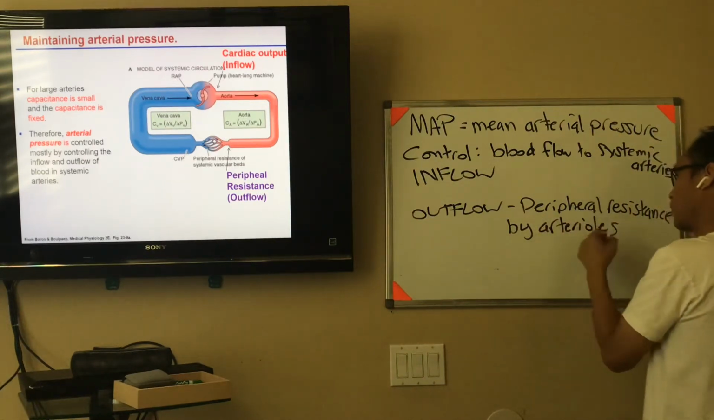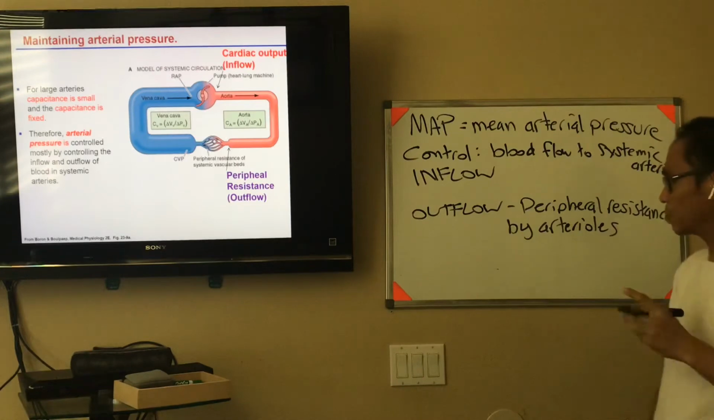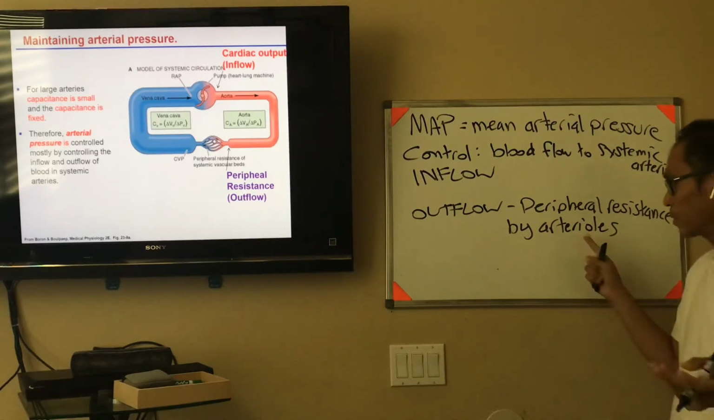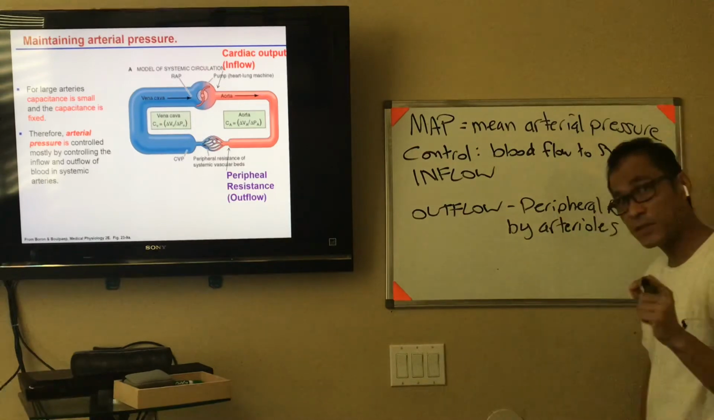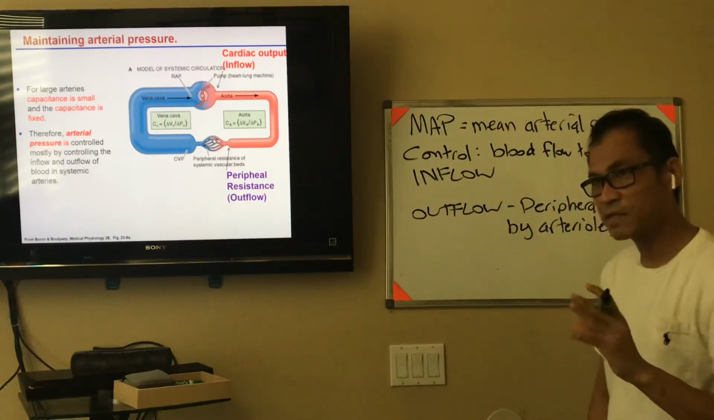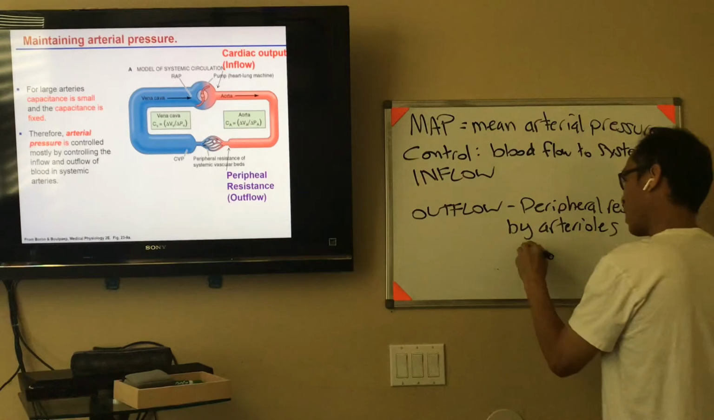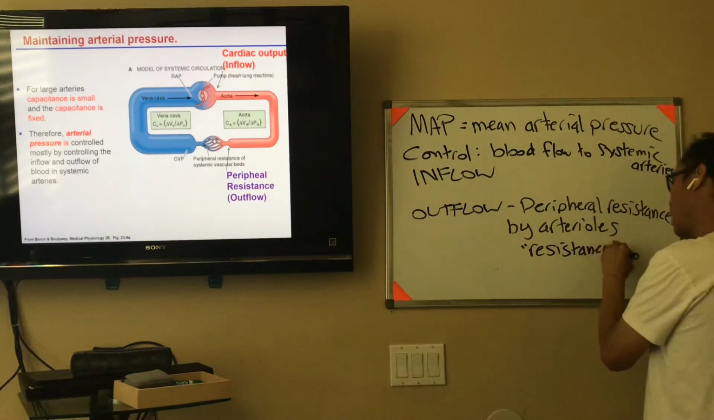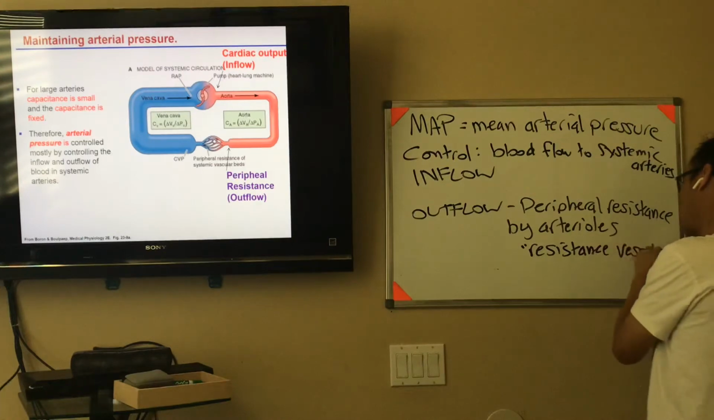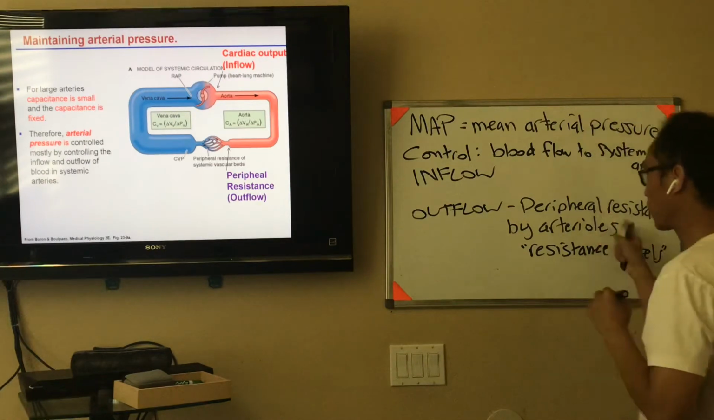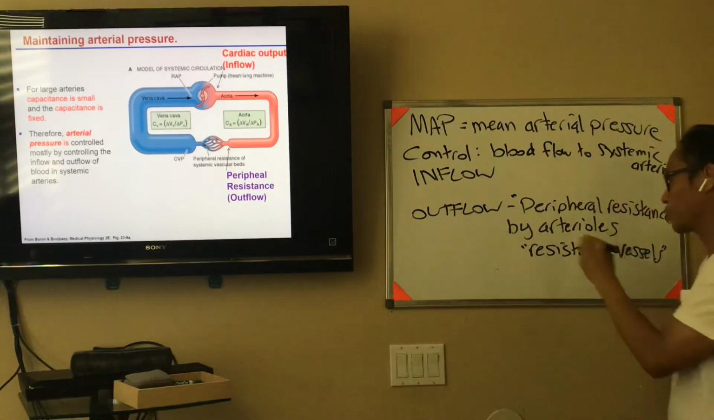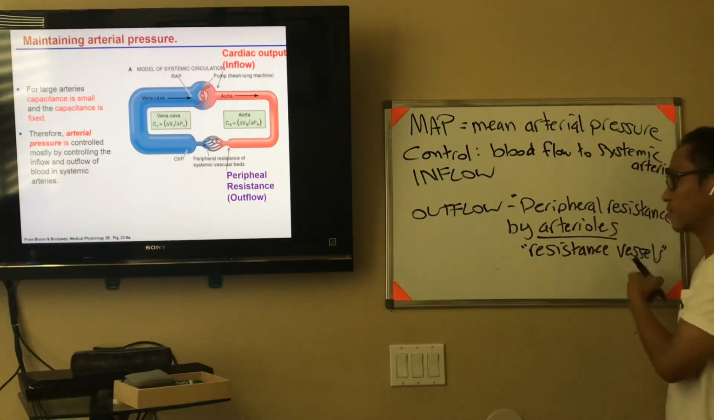Arterioles, remember, those are your feeders to the capillary beds. Once blood leaves the arterioles, it's into the capillaries. It's out of the arterial system. Arterioles, for that reason, are sometimes called resistance vessels. So the peripheral resistance, that term, peripheral resistance, is anatomically controlled by arterioles, your resistance vessels.